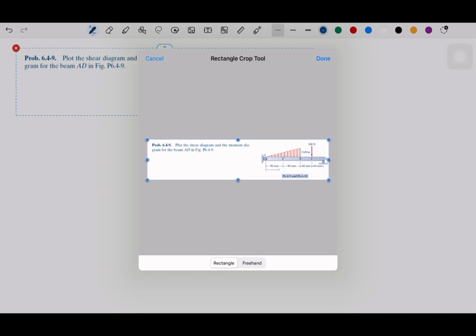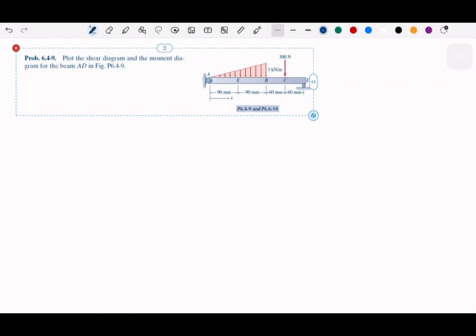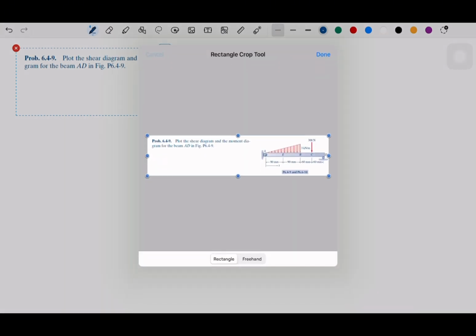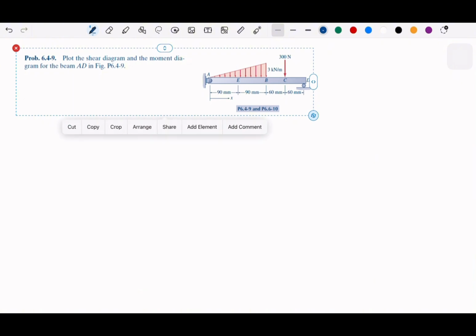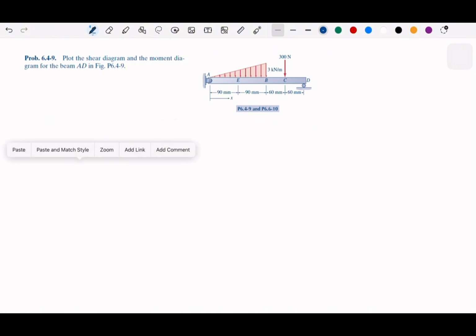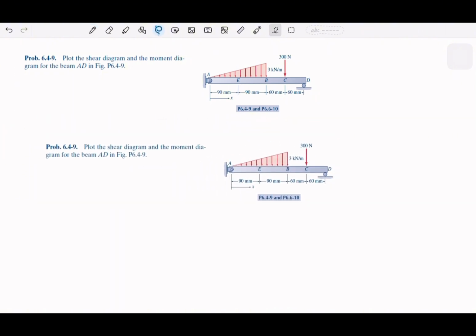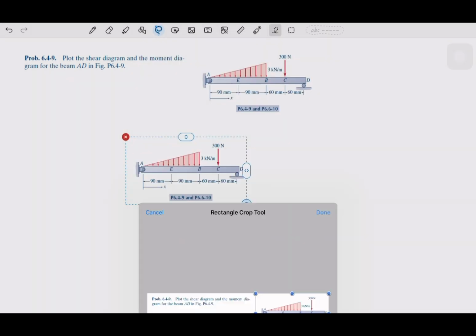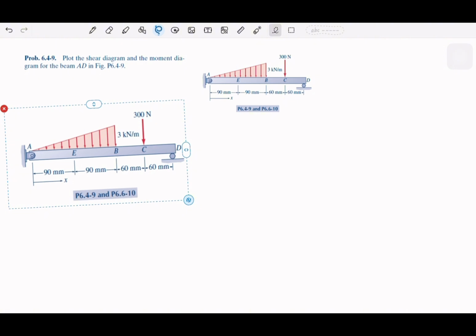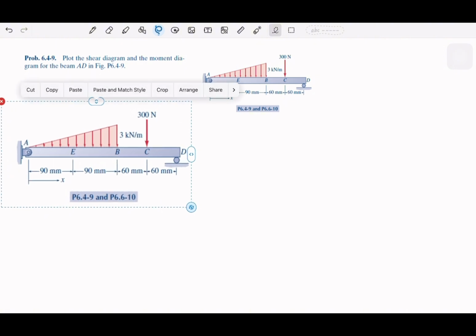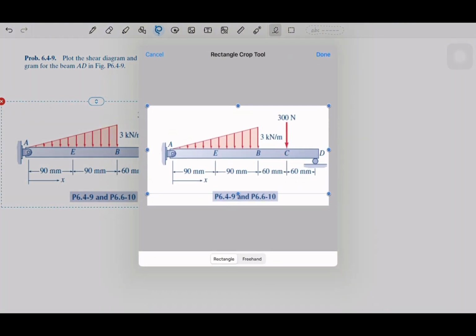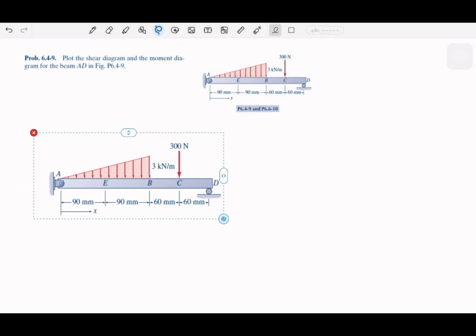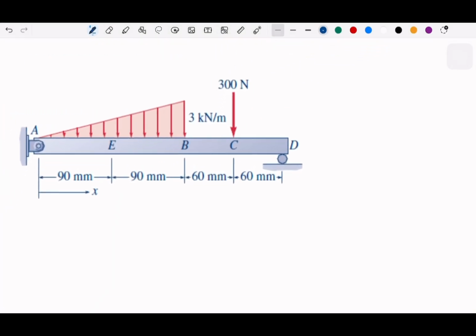Okay, let me crop this, or let me copy, and then crop. Okay, we have a triangular shape. The question will be the same. We need to draw the shear diagram and the moment diagram.